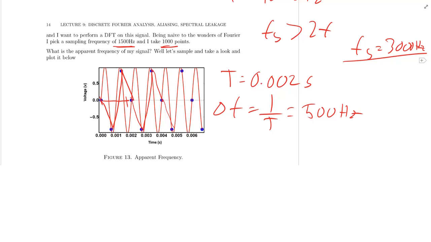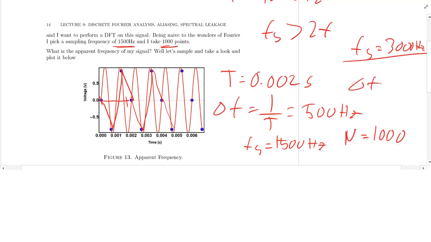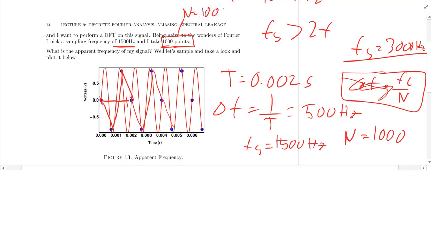The other thing you could find just from looking at this problem: we know that our fs here was 1,500 hertz. We also know that the total number of points was 1,000. We could figure out the delta f of your function by looking at your fs over here. We can look at that a little bit later, but you want to start identifying these problems and seeing what you are given. Start to label this. We know this is N equals 1,000. We know this is fs. So start to identify the problem and then figure out how to work through these.